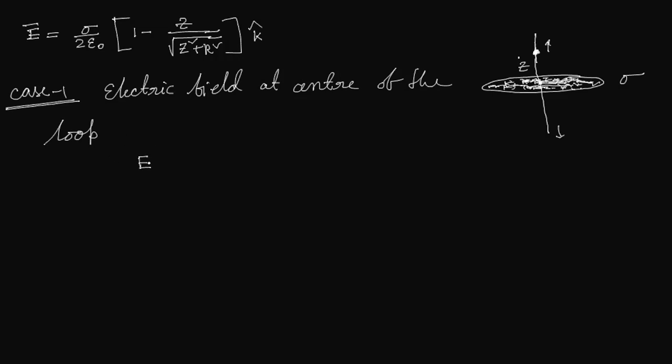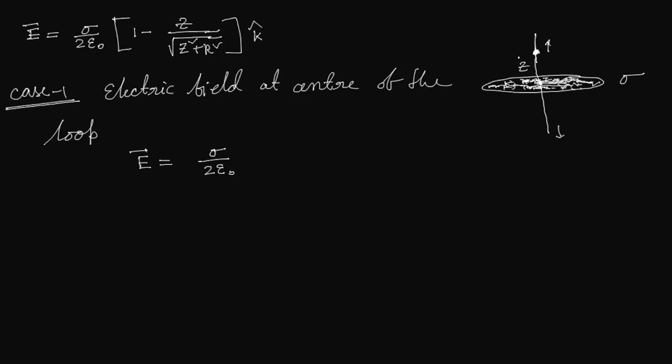So what will be that electric field? You have to put z equals to 0. So when you put z equals to 0, what will we get? You will get sigma divided by 2 pi epsilon naught. That will be the magnitude.